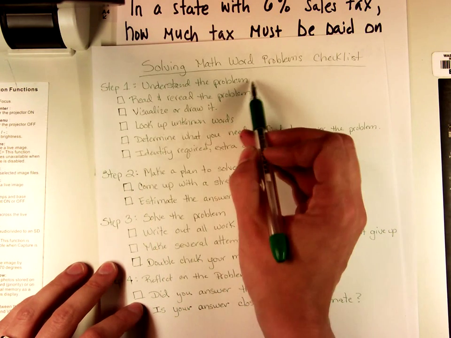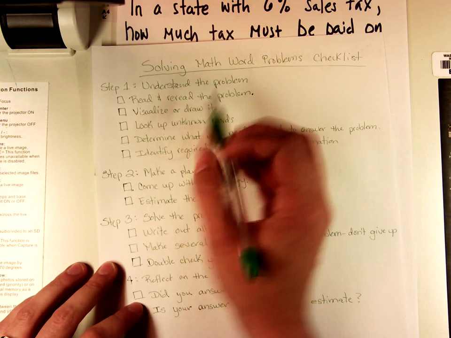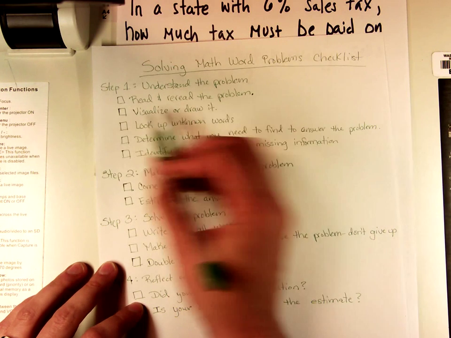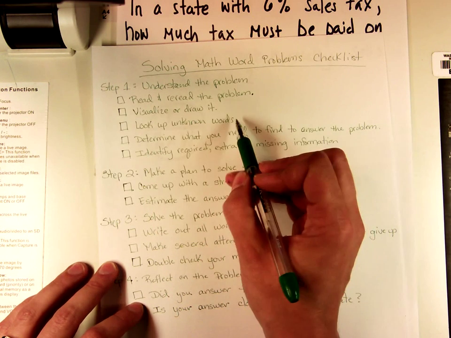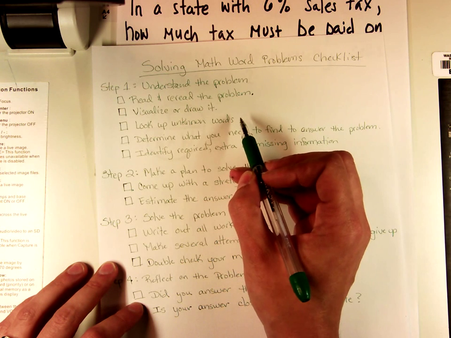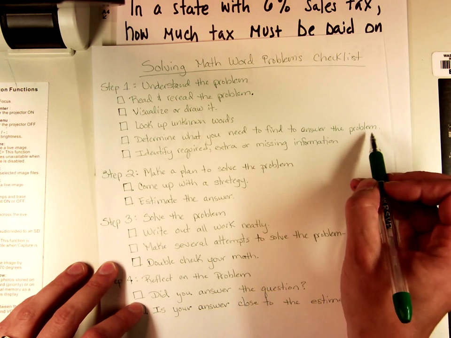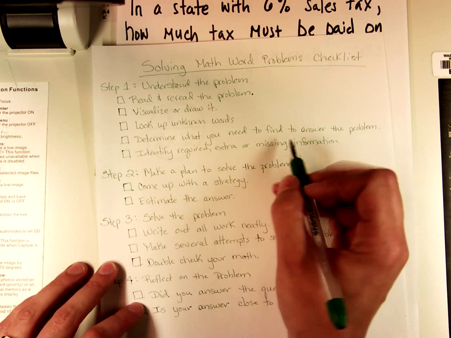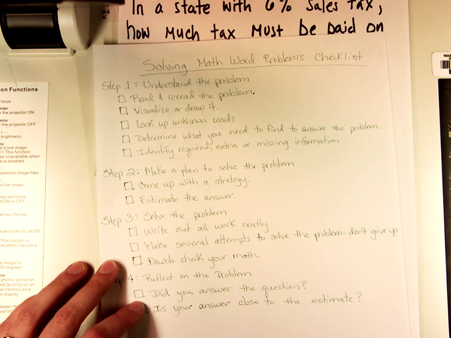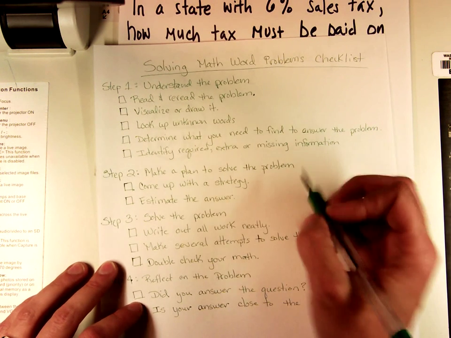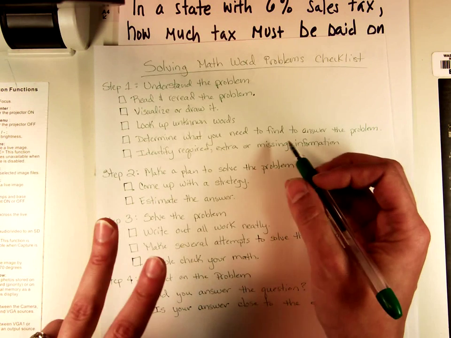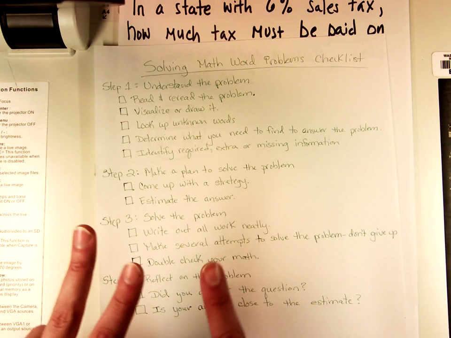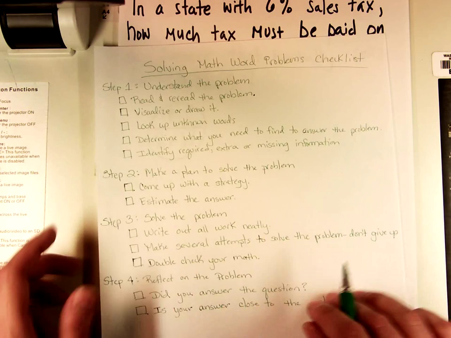Step one, we need to start by understanding the problem. We need to read and reread, visualize or draw it if we need to, look up any vocabulary we don't know, determine what we need to find the answer, and then identify the missing information. And remember, again, with percentage problems, we'll be given two things, and we'll need to find the third thing. So that's going to be our missing information. So let's take a look here.